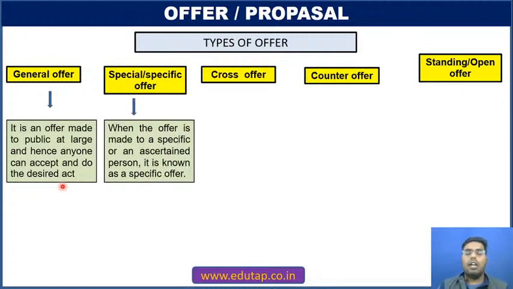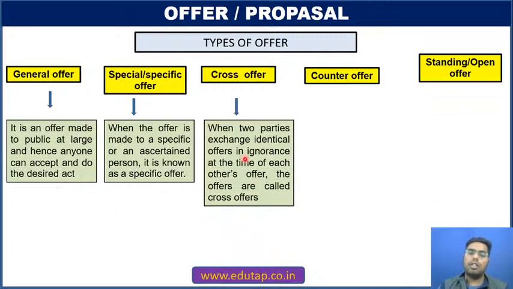Next is specific offer. An offer made to a specific person, or a certain person, is known as specific offer. You have made a contract with me only to teach this particular subject. In my place, if you get another teacher, then that will not be a specific offer. So specific offer is with a particular person only. If the person with whom the offer is made declines it, then the offer is invalid. General offer is to the general public at large, anyone can accept it, but specific offer is with a specific person only.